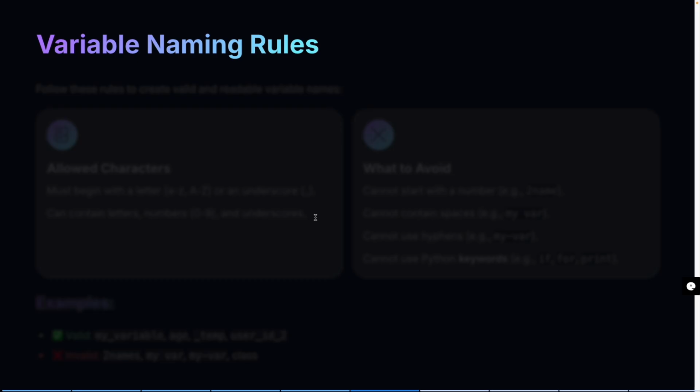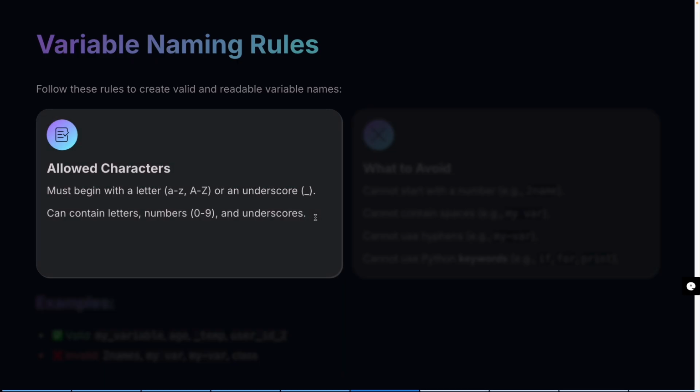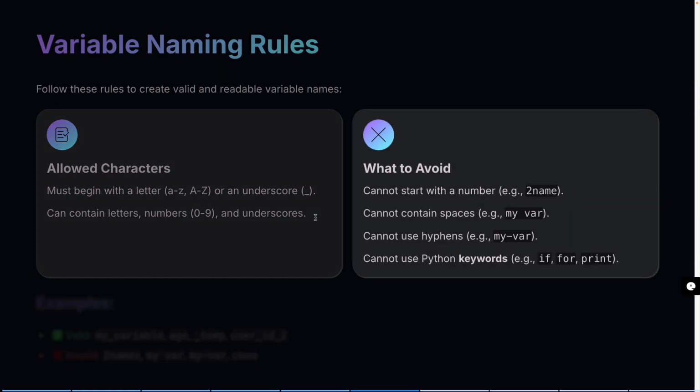Variable naming rules. Follow these rules to create valid and readable variable names. Allowed characters: must begin with small a to small z, capital A to capital Z, or an underscore. Can contain letters, numbers and underscores. What to avoid? Cannot start with a number, cannot contain a space, cannot use hyphens, cannot use Python keywords.